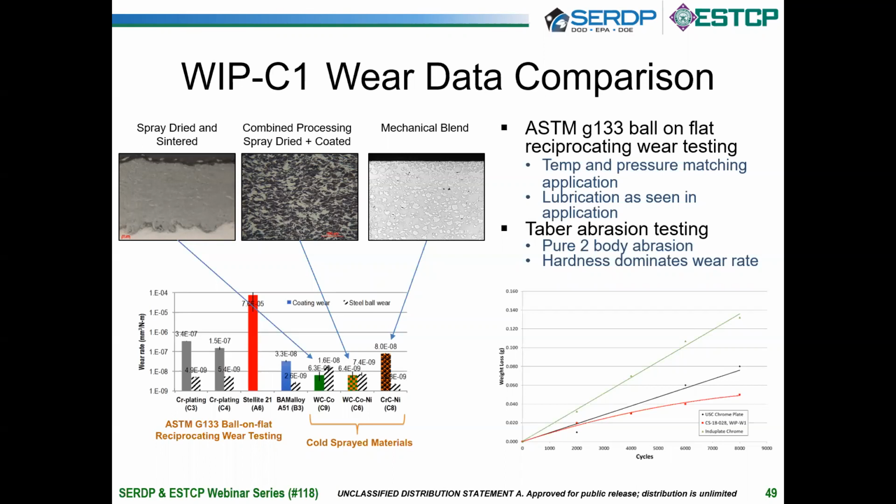On the right, you can see a study of abrasion resistance. And again, the red line is our WIP W1 material, and the black and the green are two different types of chrome plating. So obviously there's variation in plating depending on the vendor, and we're showing performance better than both.